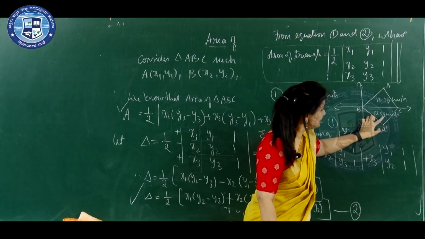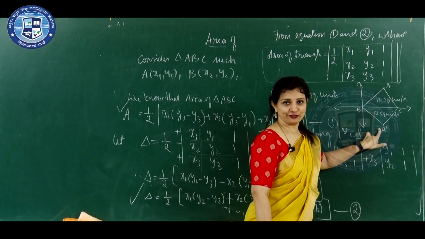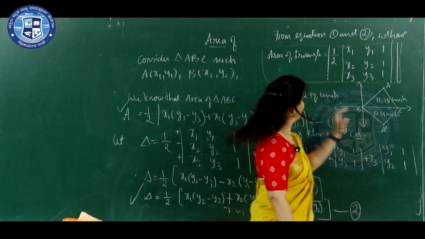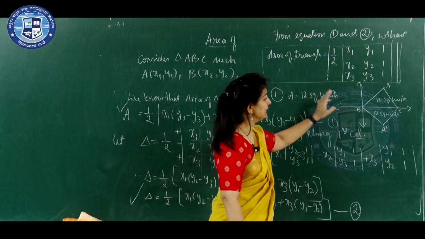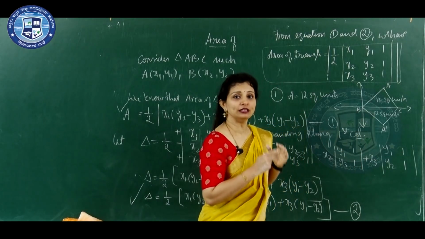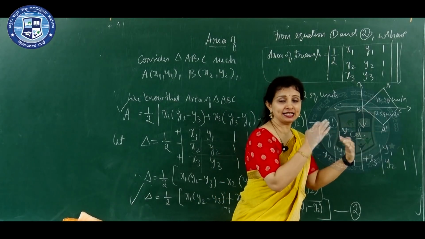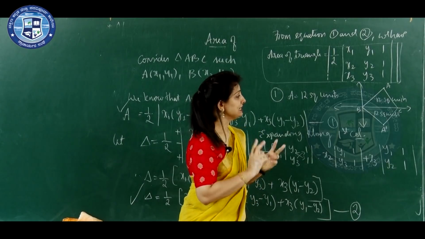But area is a positive quantity of course, but the coordinates can be negative. A dash, the coordinates can be negative. So if the area of the triangle is given, then consider both positive and negative values for the calculation. To find the coordinates, you can take both positive and negative values. That is the second point.